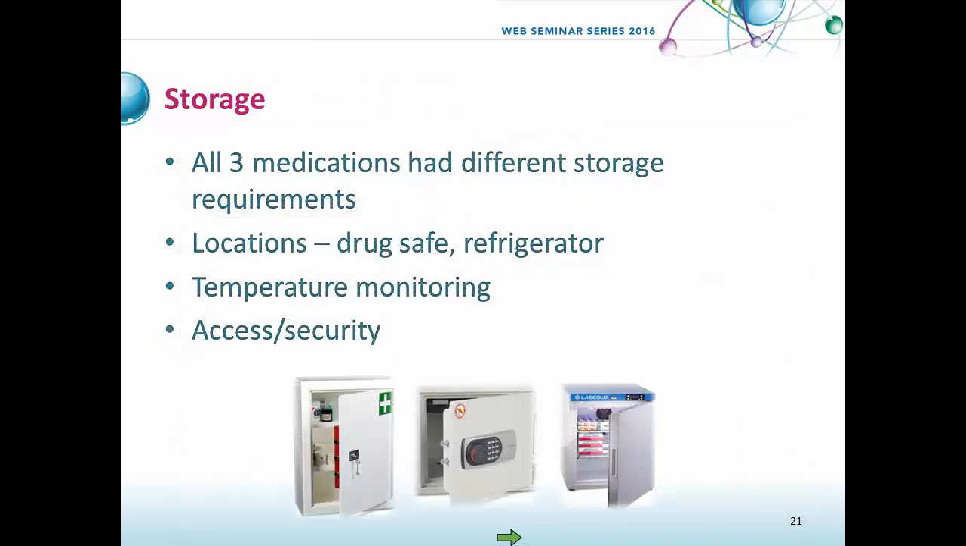As I mentioned earlier, all 3 medications had different storage requirements. The naloxone simply had to be maintained within a temperature range, but the Vivitrol requires refrigeration, and the Suboxone requires more secure storage as it's a Schedule III medication. It was important that study drug be secured separately from the regular drug supply of the site so that it wouldn't be inadvertently used for non-study participants or patients.